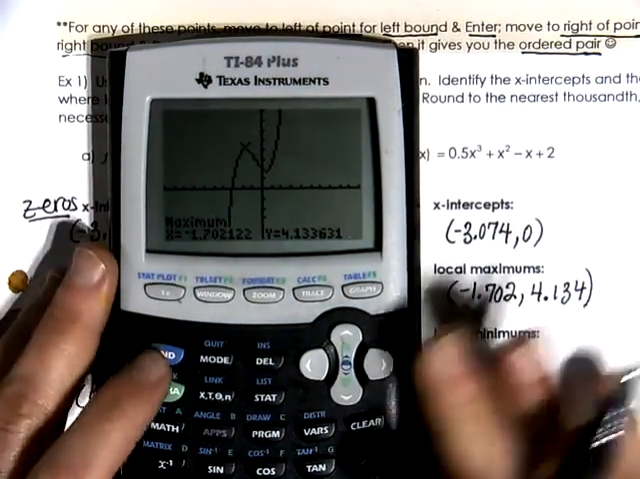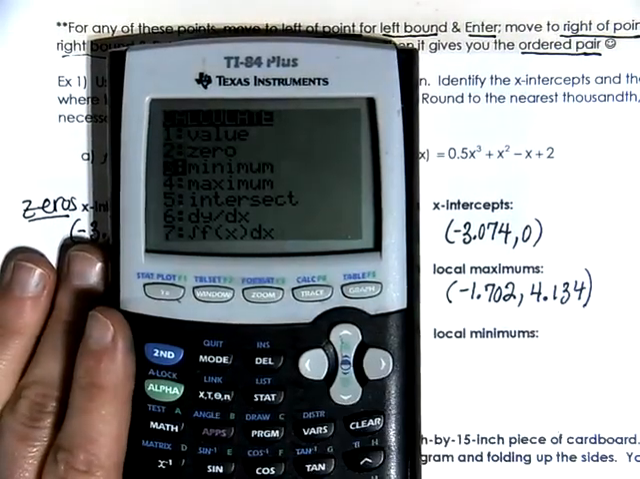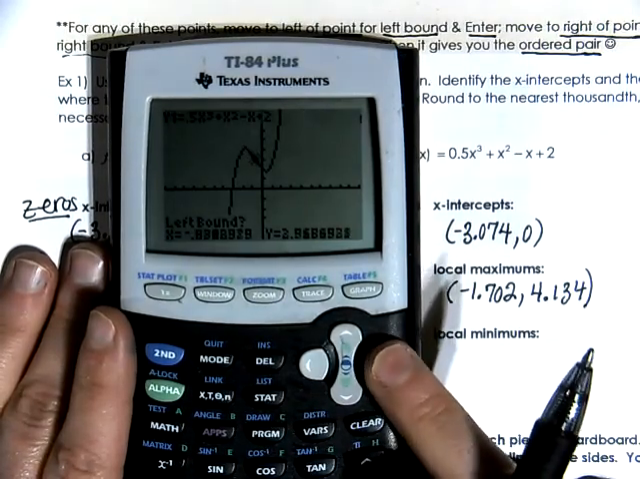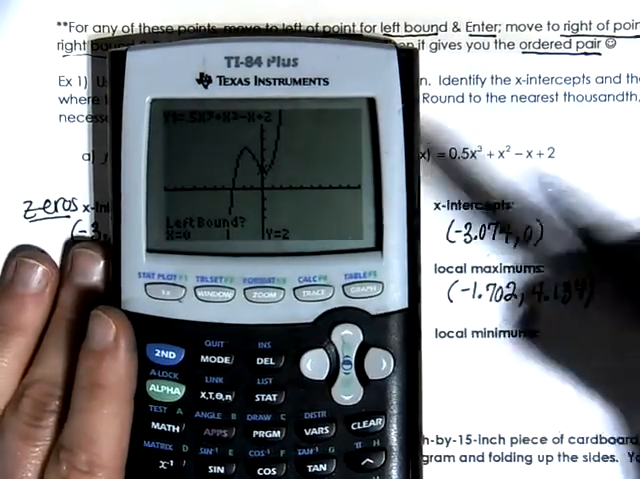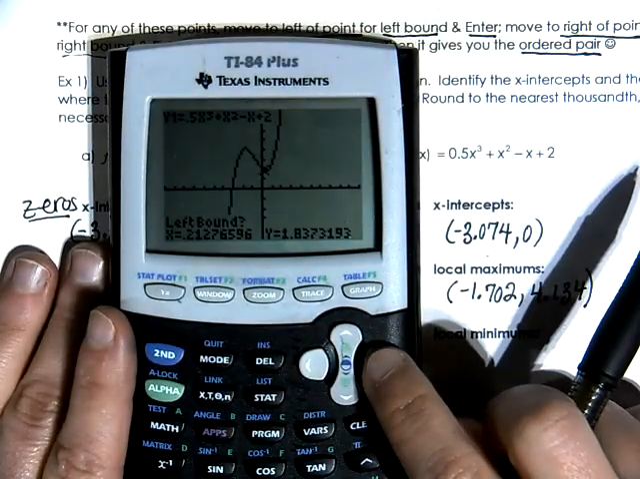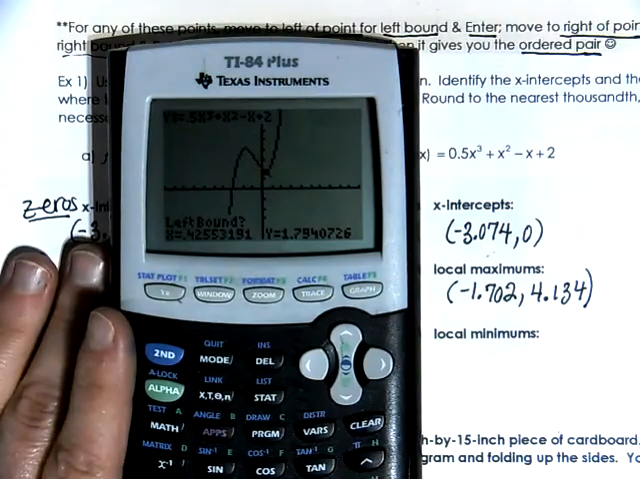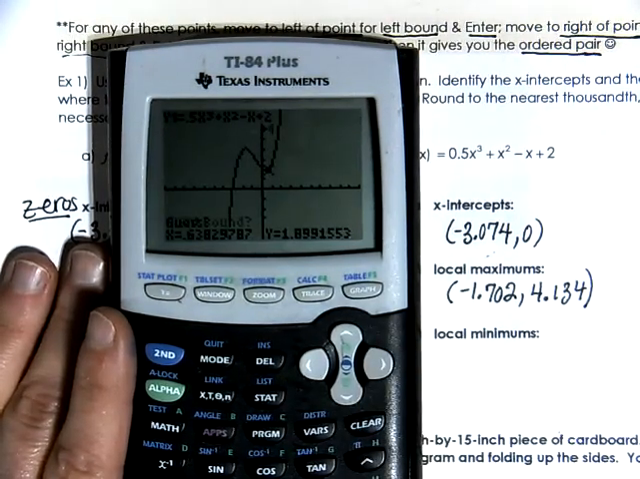All right, let's go ahead and find our local minimum. I'm going to press second trace, go to where it says minimum, enter. And I'm going to move my cursor so that I get as close as I can. So it looks like I'm at y is equal to 2, 1.8, 1.7, 1.8. So 1.79 is my smallest value, and I'm going to press enter. The right arrow one time, enter, enter.